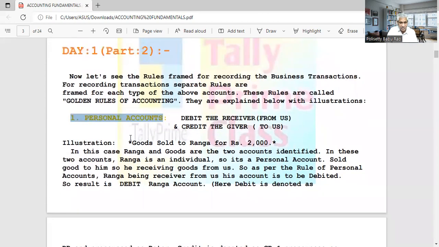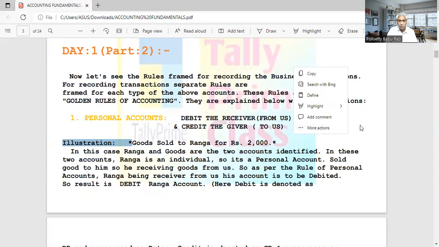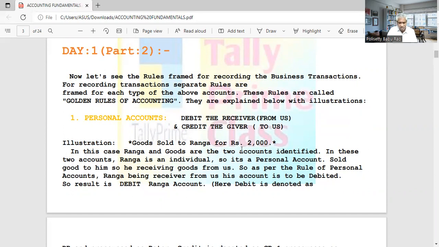Okay, for this, I will give you one illustration. Goods sold to Ranga, 2000 rupees. So we are selling the goods to Ranga. In this case, we have to analyze this as a business transaction, because it has money value. Now we have to find out what the two accounts are. Identify the two accounts. One is goods, and another is Ranga.